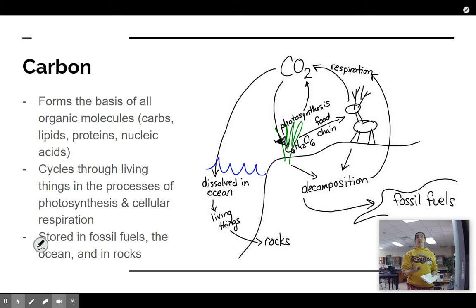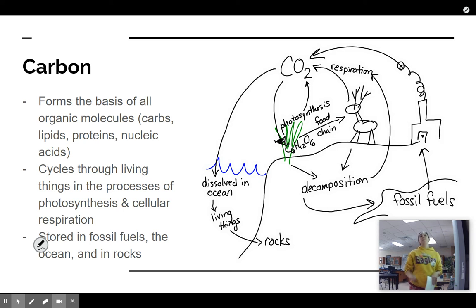And that carbon locked in those fossil fuels can be released if we dig it up. And here's my little factory, there's a smokestack, here's a door. If we burn that fossil fuel, we release that carbon dioxide back into the atmosphere. So that's kind of your overview of the carbon cycle. And like we said, this element is really central to all of the organic molecules. Carbs, lipids, proteins, nucleic acids all contain carbon.